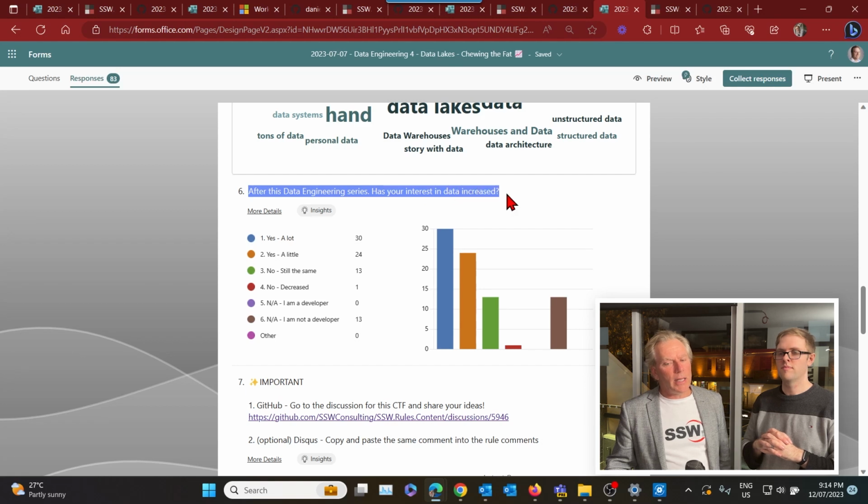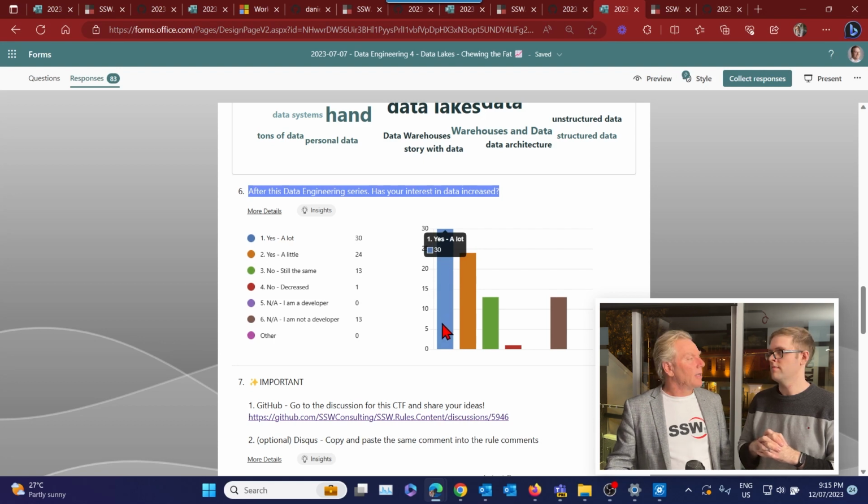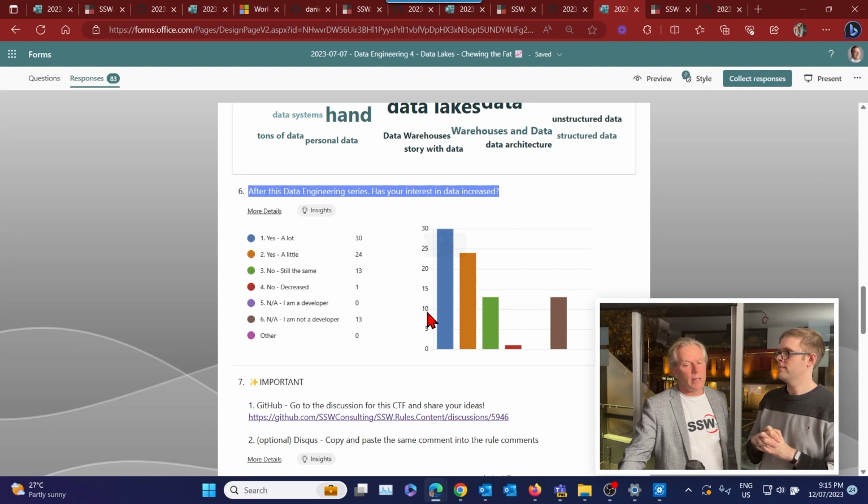Has your interest in data increased? And they didn't say a little, they said a lot. That's a very strong improvement in their learning there. That's great. And that's good because we need more data engineers as well. Yeah, so. The world does. Yes.